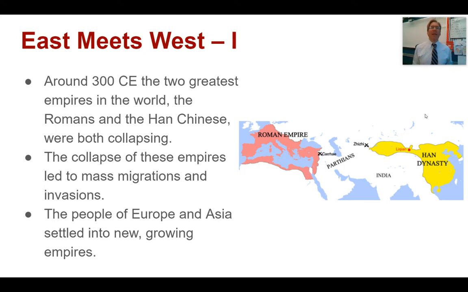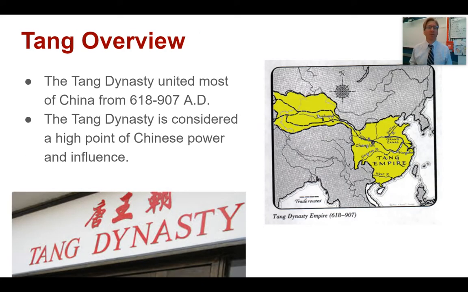Now, around 300 CE, the two greatest empires in the world, hands down, were the Romans and the Han Chinese. The Romans controlling the Mediterranean basin and the Han Chinese controlling China and some of these inland trade routes. But both of them by 300 CE were collapsing, were falling apart. And the collapse of these empires led to mass migrations, people moving every which way, invasions of other people. And these people of Europe and Asia start to settle into these new, growing, smaller empires largely.